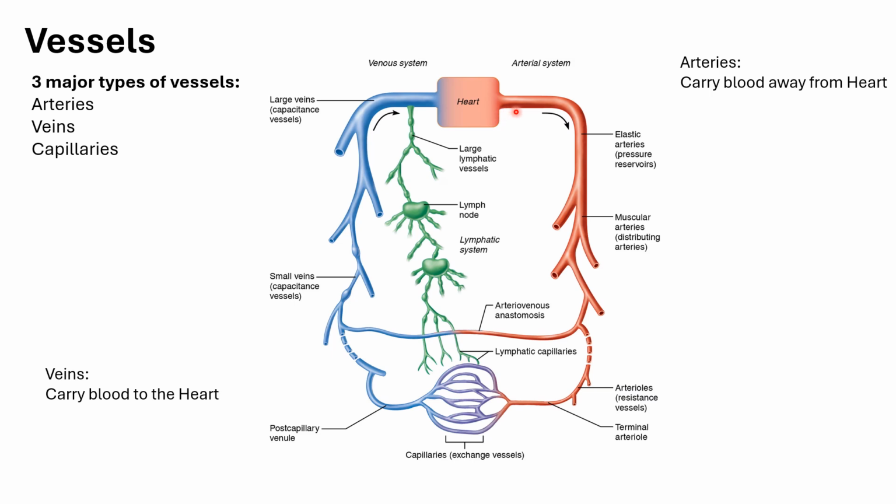Please notice, the further the arteries and the veins are from the heart, the smaller they are in size. The vessels closer to the heart are larger in diameter compared to the vessels which are further from the heart. And at the level of the tissues, we get capillaries, and capillaries are the vessels where exchange is happening.